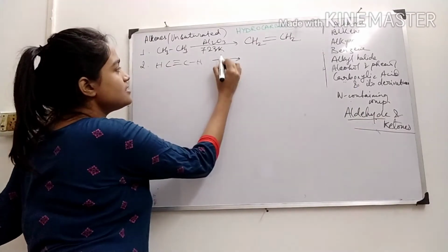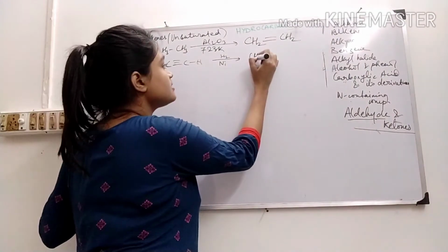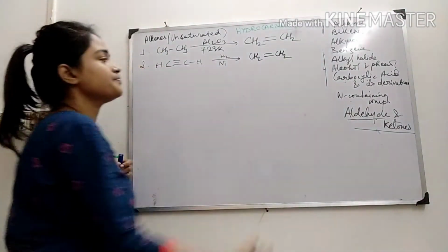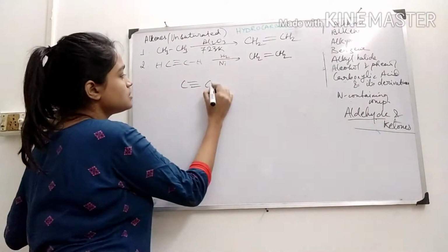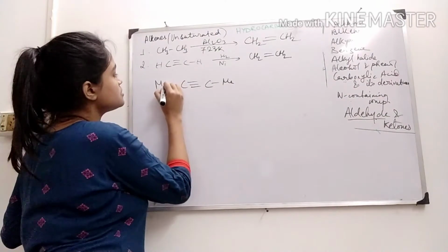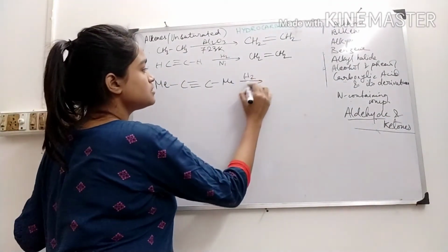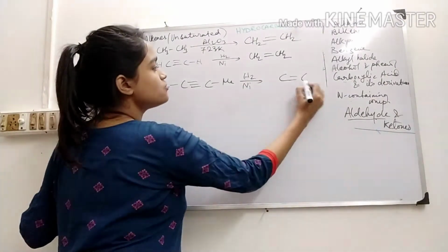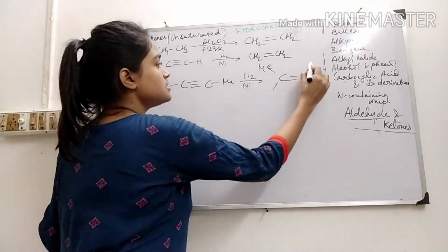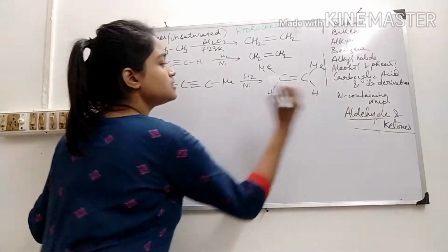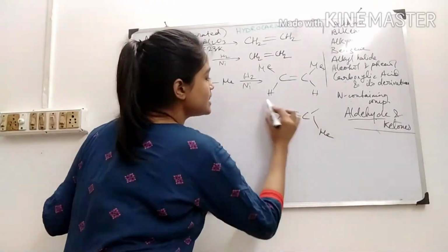Next, from alkynes: if I add hydrogen in the presence of nickel or palladium on carbon, I can get alkenes. But suppose we have two substituents. On hydrogenation, it can give rise to two types of alkenes. One is the cis alkene, and the other one is the trans alkene.